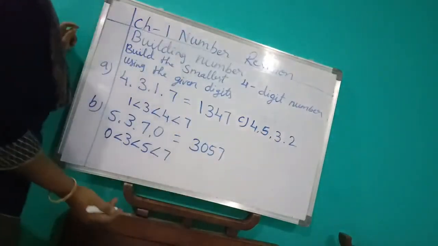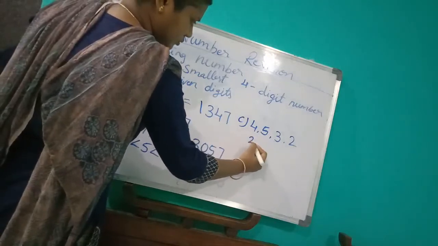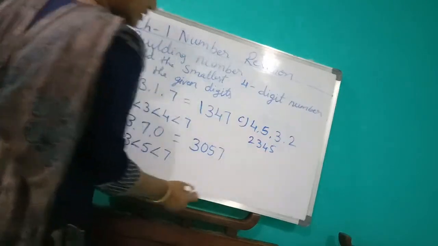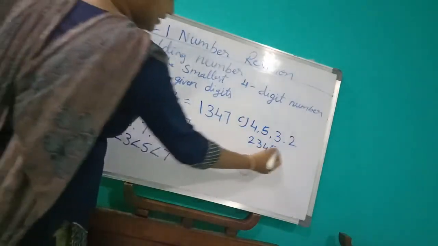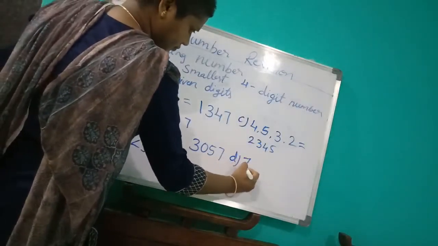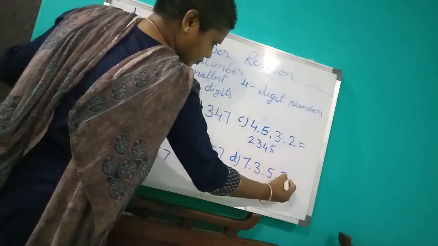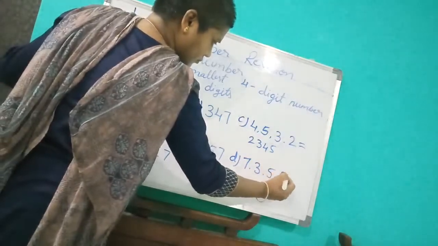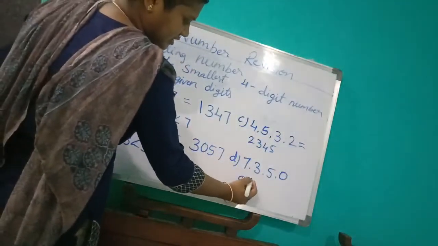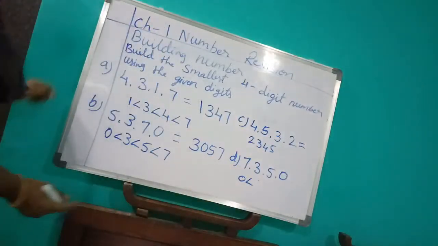In these numbers, which one is smallest number? You can find 2, 3, 4, 5. Yes. 2345 is the smallest number. Next. Here. See here. 0 is smallest, but same number I gave.